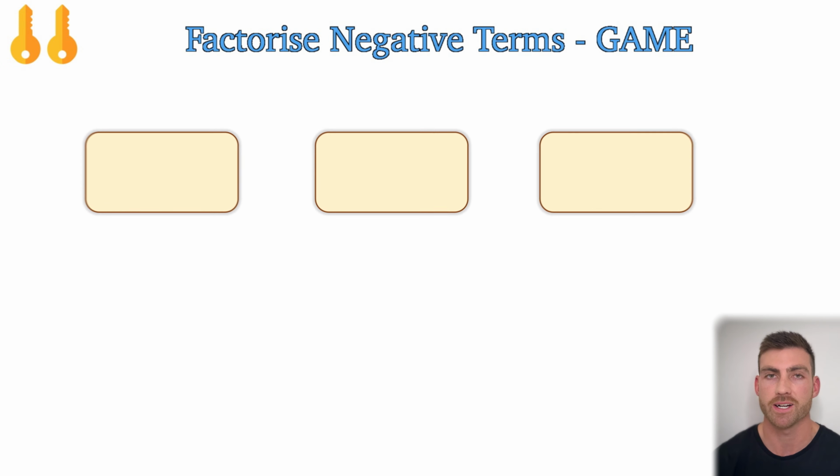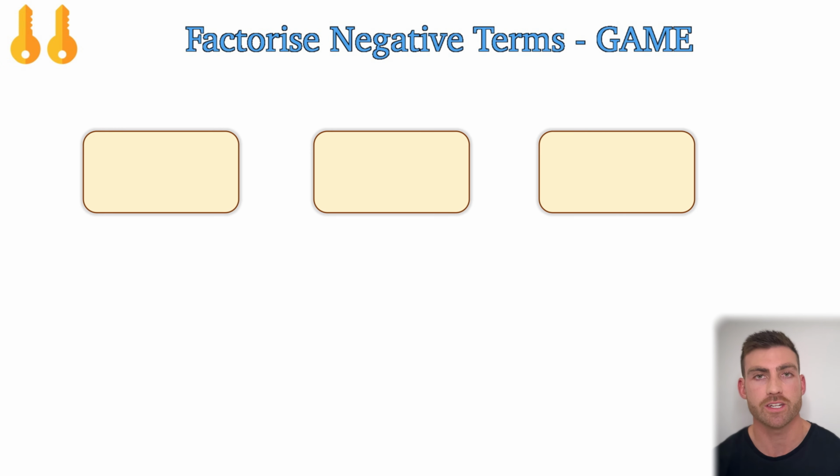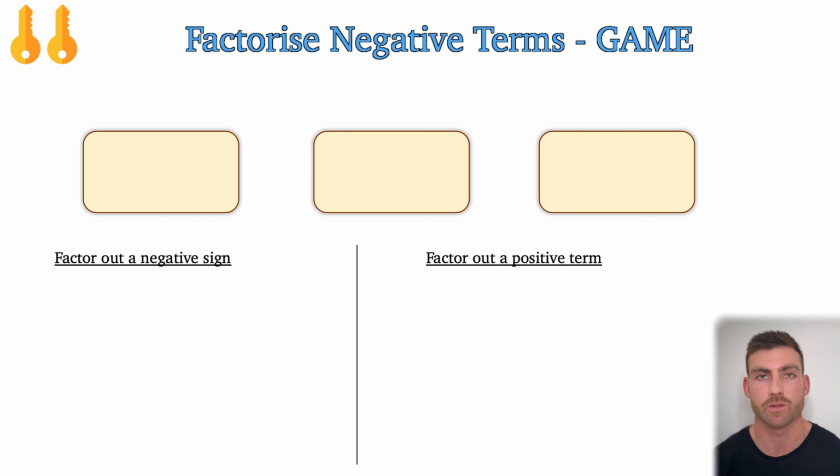Here are 3 cards. Written underneath each card is an algebraic expression. The game is simple. Place each card in one of the following sections. Section 1. Factor out a negative sign. Section 2. Factor out a positive term as normal. Let's play. Pause the video once you see the card and select the correct section.